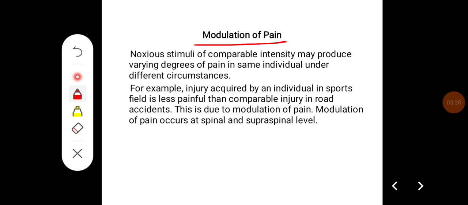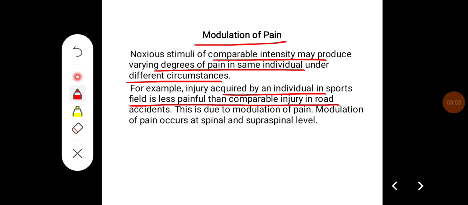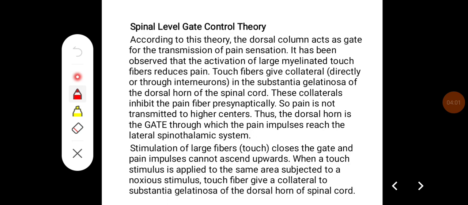Modulation of pain. Noxious stimuli of comparable intensity may produce varying degrees of pain in the same individual under different circumstances. For example, an injury acquired by an individual on the sports field is less painful than a comparable injury in a road accident. This is due to modulation of pain. Modulation of pain occurs at spinal and supraspinal levels.